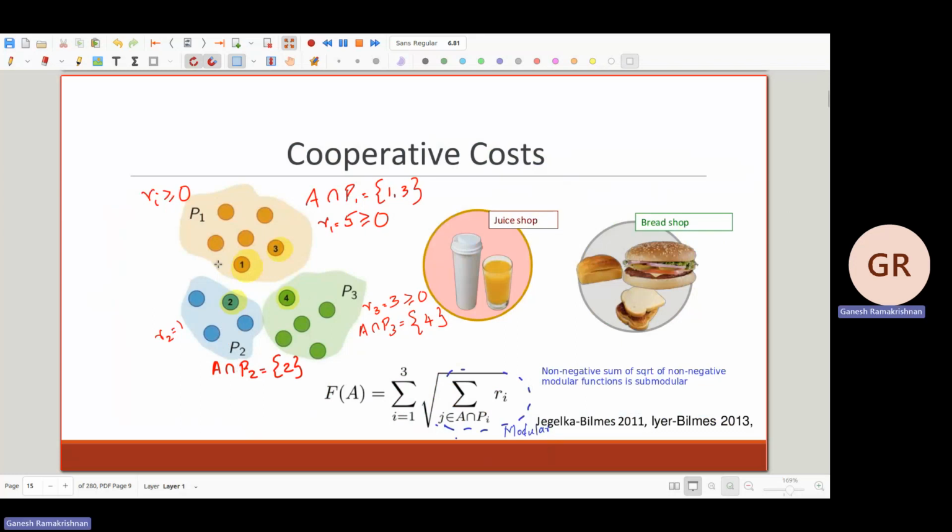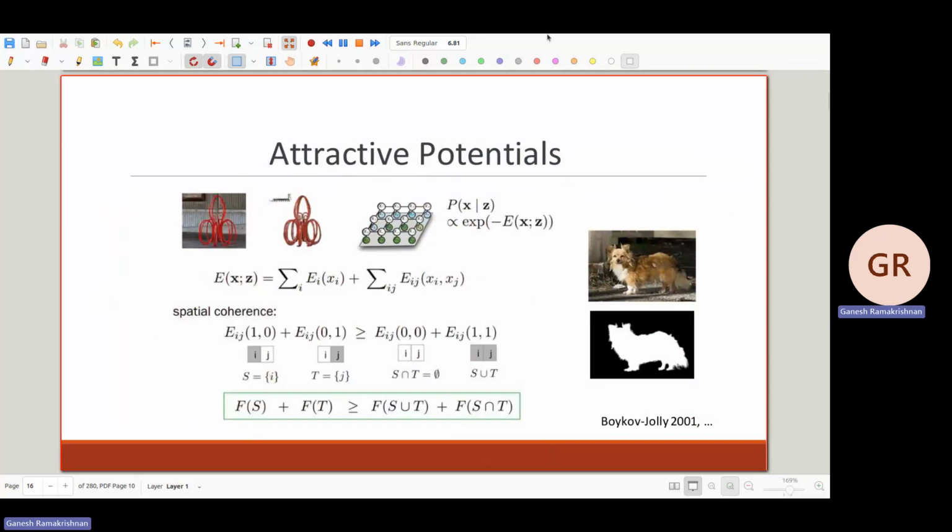These are the different shops from where you're buying. What I've not shown here, as I mentioned earlier, is the fact that if I buy multiple items from one place, then the sum of those costs will be more than the actual cost of buying in bulk. That has not been shown here, but that can be an additional aspect of cooperative costs. Attractive potentials, what I was talking about earlier.